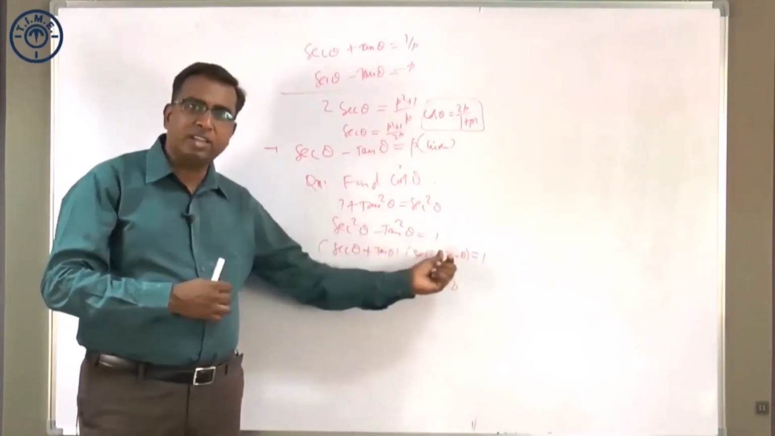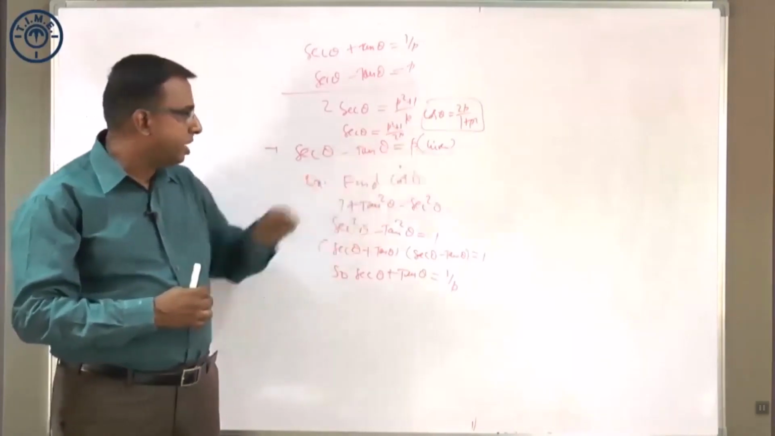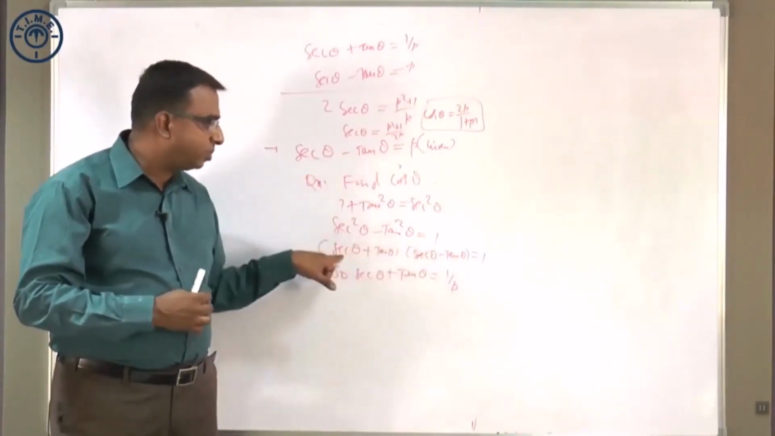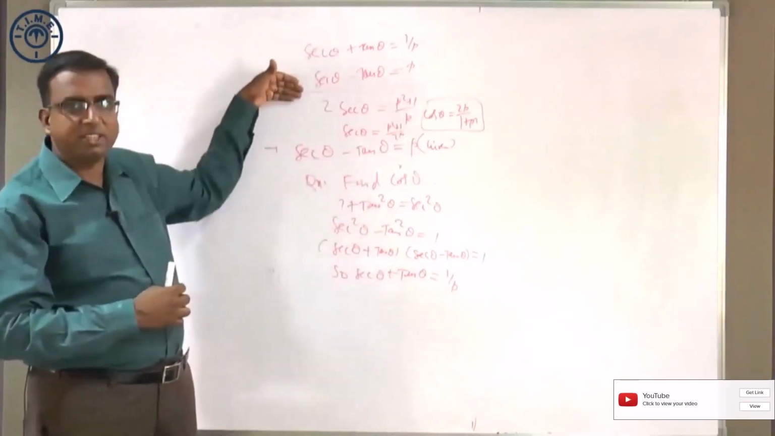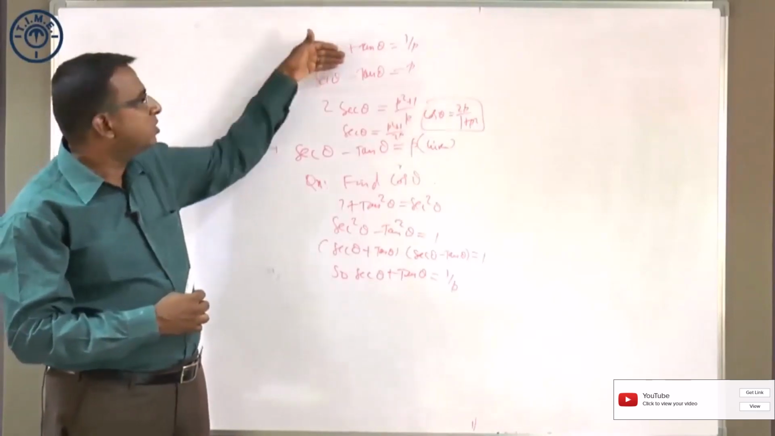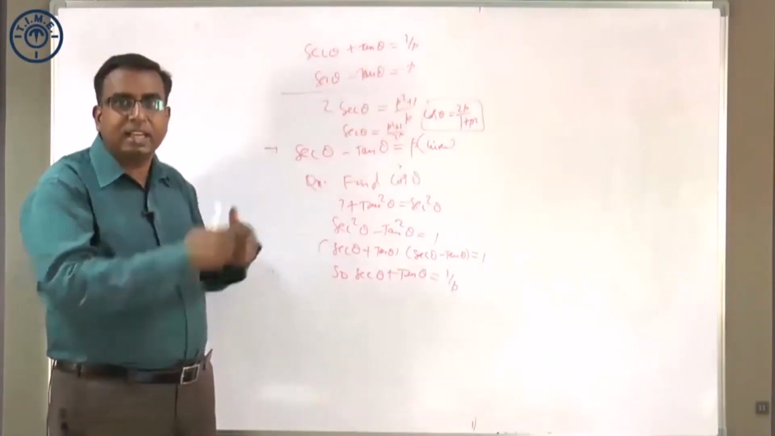So secant theta plus tan theta into secant theta minus tan theta is 1. Whereas we have secant theta minus tan theta as p, and so this part is p. So this has to be 1 by p. Once it is 1 by p, we can write down these two equations. In fact, it looks more like a simultaneous equation, something like x plus y equal to 1 by p, x minus y equal to p. So what is x? On those lines we can solve this.